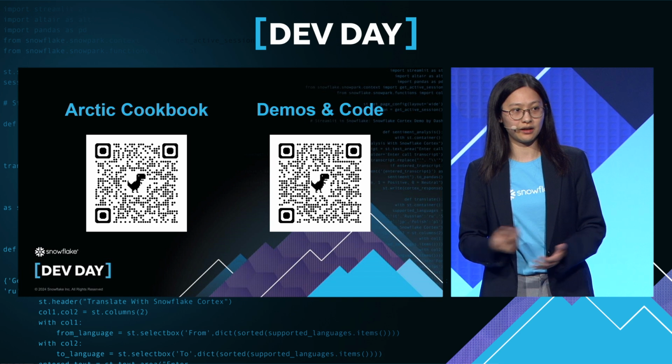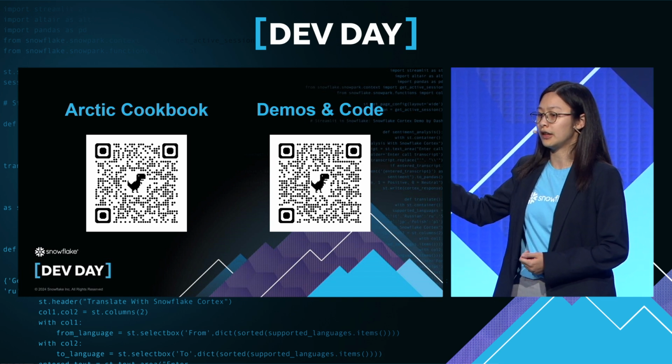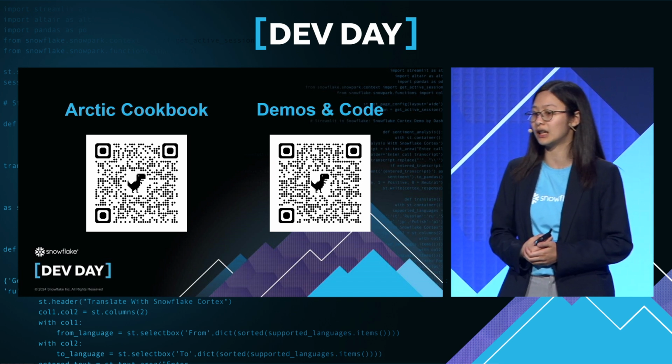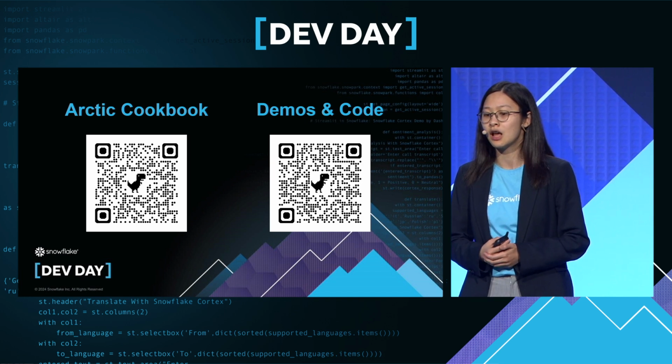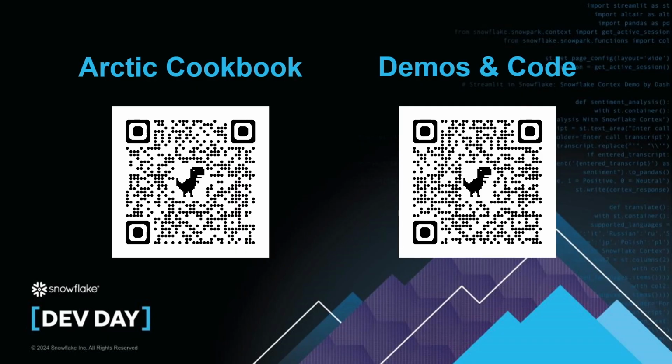Thank you again all for joining our talk today. Here are the QR codes to the Arctic Cookbook recipe, where we share research insights on efficient LLM training and inference for everyone. We've also open sourced the code that we showed as part of our demo today, so you can check out that other QR code to learn more.